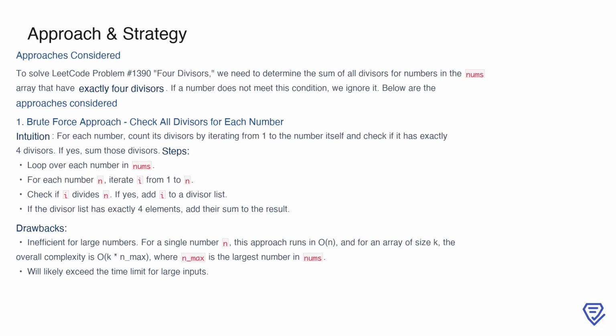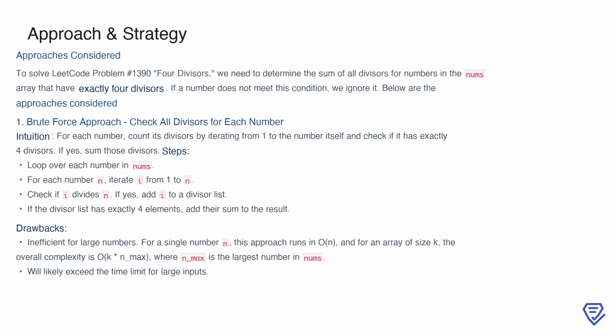To solve the problem of finding numbers in the array that have exactly 4 divisors, the first approach we considered was a brute force method. The idea here is straightforward. For each number in the array, we count all of its divisors by iterating from 1 to the number itself. If the number has exactly 4 divisors, we sum them and include that sum in our result. The steps are simple: loop over each number, check which values divide the number, and collect those divisors. If the total count of divisors equals 4, their sum is added to the final result.